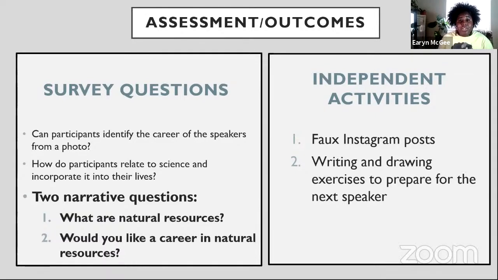We also asked the girls to do independent activities. The first stayed the same throughout the whole program. We asked them to create full Instagram posts where they were being the science communicator. We asked them to create or find an image and then pair it with some text about the things that they learned during the presentation or that they thought was interesting and wanted to share with others. The second activity varied from week to week. It was a writing and drawing exercise meant to prepare them for the following presentation.